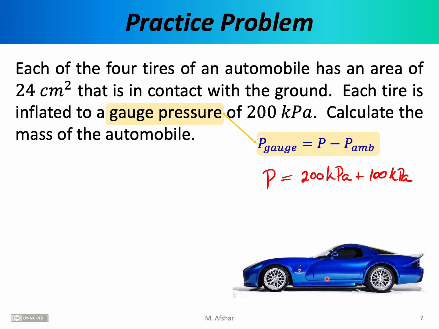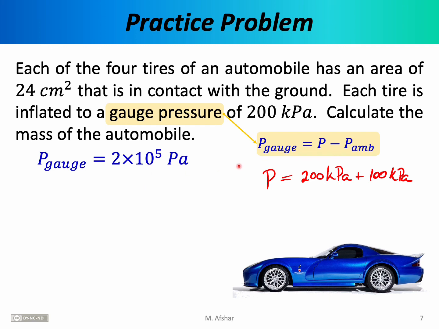Now, as a result of the weight of the car, the tires are no longer perfectly circular. The bottoms of the tires are flattened a little bit. The area for each tire that is actually in contact with the ground is 24 square centimeters. I'm not talking about the surface area of the tires here. I'm talking about the bottom area of each tire. So if this car, for example, were parked on sand, the impression that each tire would leave on the sand would have an area of 24 square centimeters. Given this information, can we calculate the mass of the automobile?